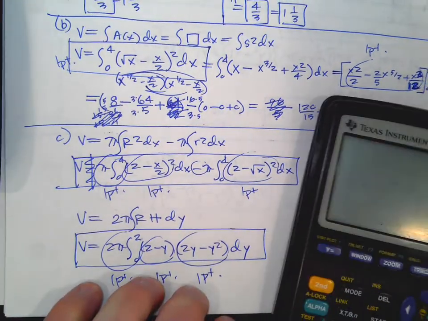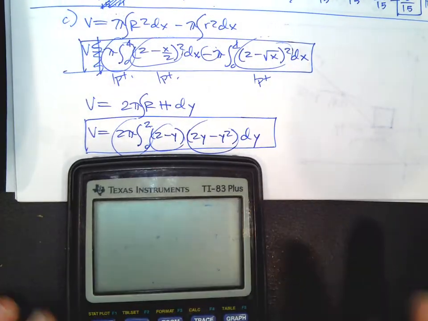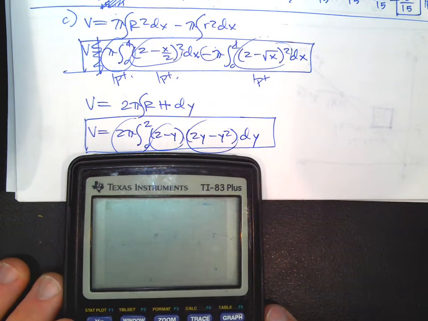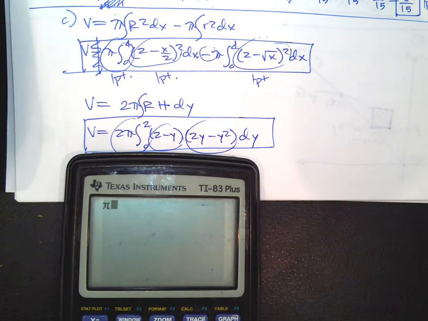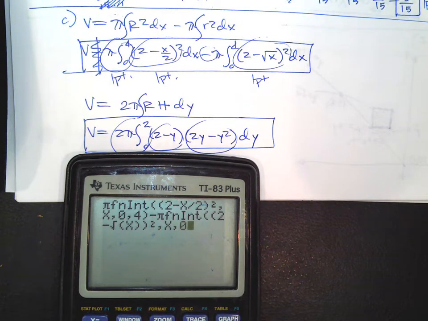Now, they didn't tell us to evaluate it, but we could just for fun right now and check our answers, see if they give us the same thing. If they both give us the same thing, we probably did it right. Okay. So pi times the integral of (2 minus x over 2) squared dx from 0 to 4, minus pi times the integral of (2 minus the square root of x) squared dx from 0 to 4.